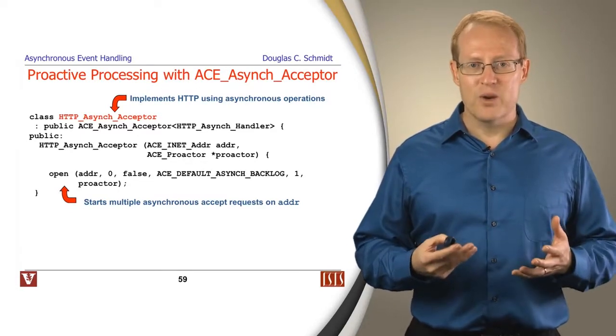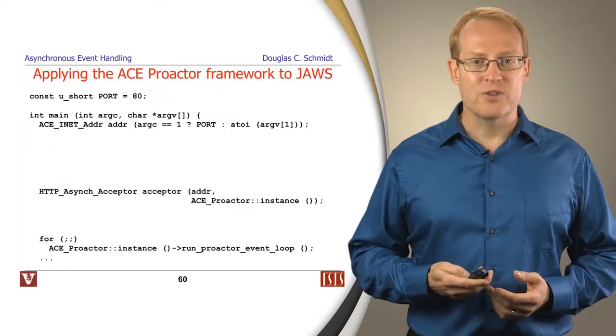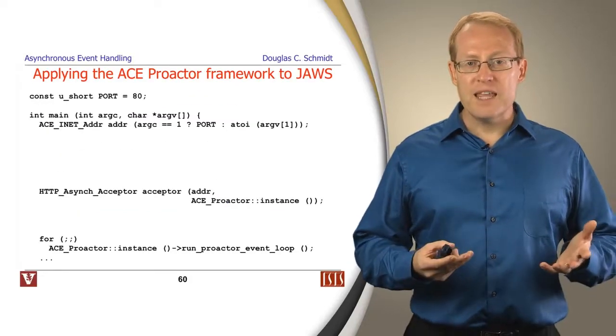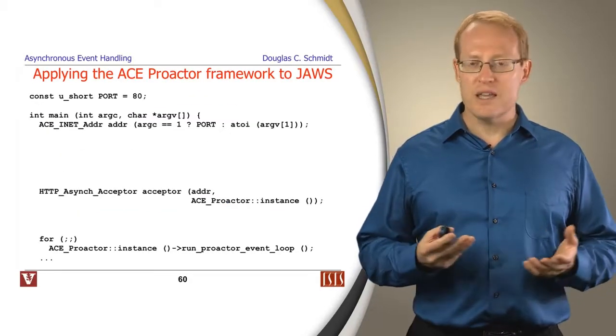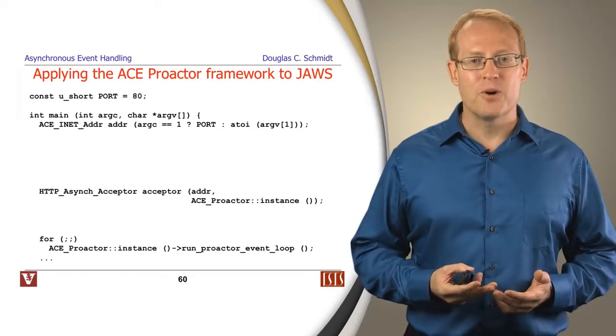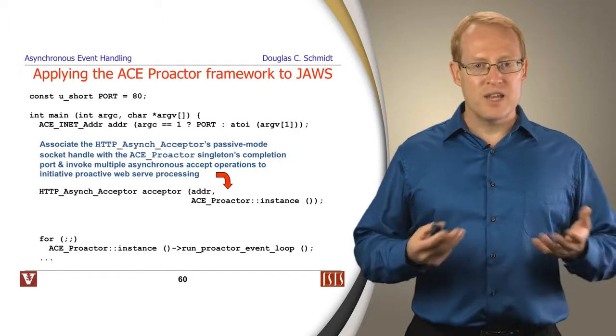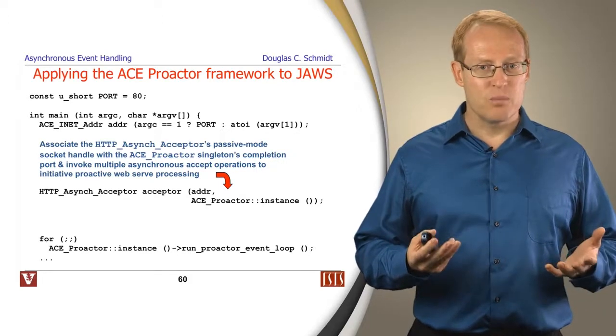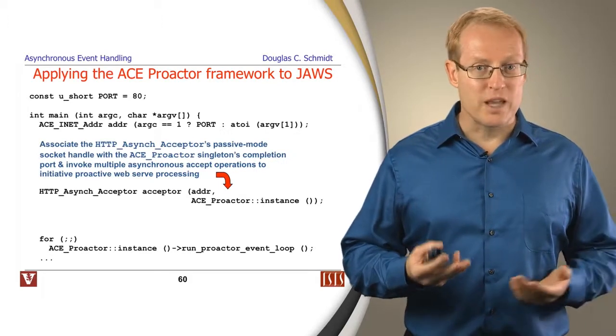That's all handled for you internally by the ACE Proactor framework. Finally, we have our main program. As you can see, it's very simple, not unlike the reactor examples we've looked at before. What we do is set up the addressing to listen on a port that's important for the web server, like port 80.